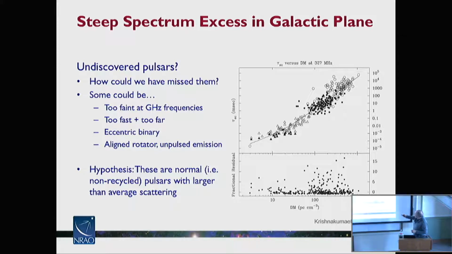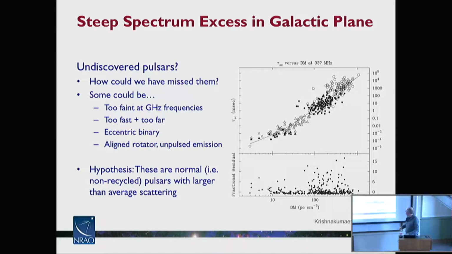And it tracks really well at low dispersion measures, meaning when the line of sight isn't very large, then there's a fairly linear relationship between the scattering and the amount of gas along the line of sight. But as you get further and further out, the chance of hitting clumps of gas gets higher. And so the amount of scattering can be anywhere between 10 milliseconds and 1,000 milliseconds up in here in some of these things. So at higher dispersion measures, it can be quite high.